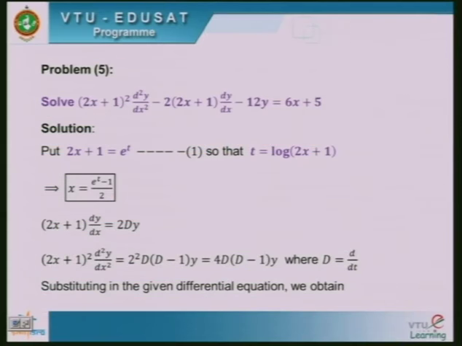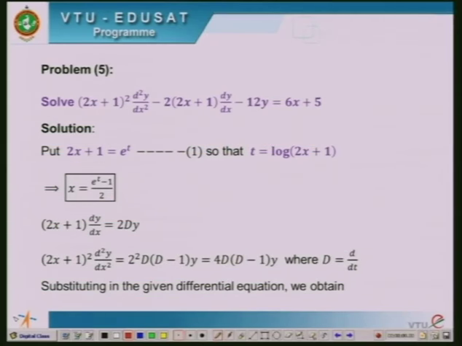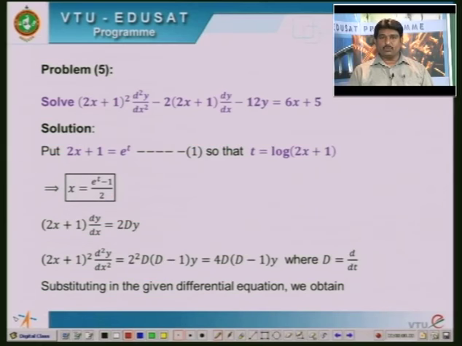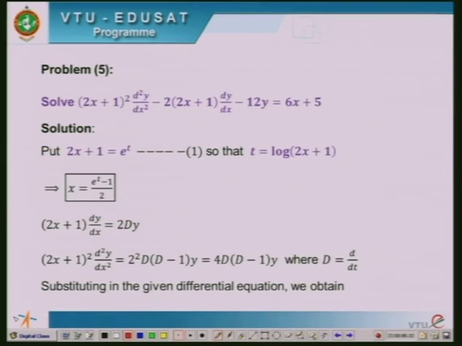Problem number 5. Solve (2x+1)^2 d²y/dx² − 2(2x+1) dy/dx − 12y = 6x + 5. You can see the coefficient of d²y/dx² is (2x+1) whole square, the coefficient of dy/dx is (2x+1), and the coefficient of the dependent variable y is constant. So it is Legendre's differential equation. This is a differential equation with variable coefficients.